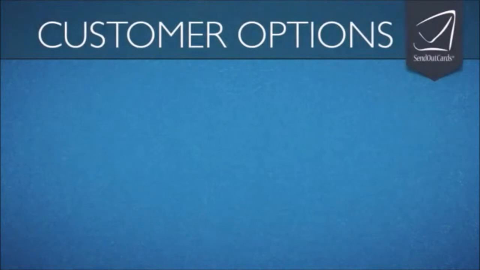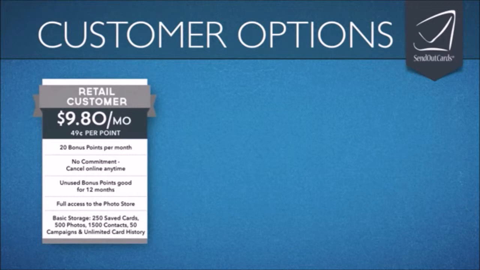Send Out Cards uses an easy point system in order to send your greeting cards and gifts. Simply decide whether you would like to buy your points on one of our low subscription options or on a pay-as-you-go basis. Our retail customer subscription is $9.80 a month. This option gives you 20 points a month to get you started sending cards. Any unused points throughout the month would simply roll over to the next. And if you do use them all and need additional points throughout the month, you can buy them for the low retail price of only 49 cents per point.